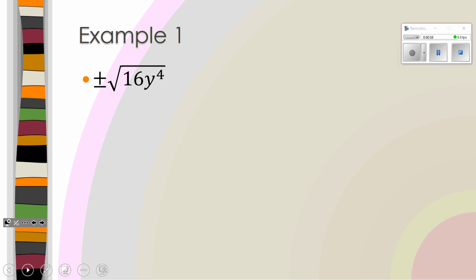All right, so let's look at plus or minus the square root of 16y to the 4th. First of all, for today, I'm going to introduce to you the plus and minus. Plus and minus just means the answer could be positive or it could be negative. What's the square root of 16? 4. Do you agree that that could be positive? Positive 4 times positive 4 is positive 16, right? Or you could be negative 4 times negative 4. Could be positive 16, right?